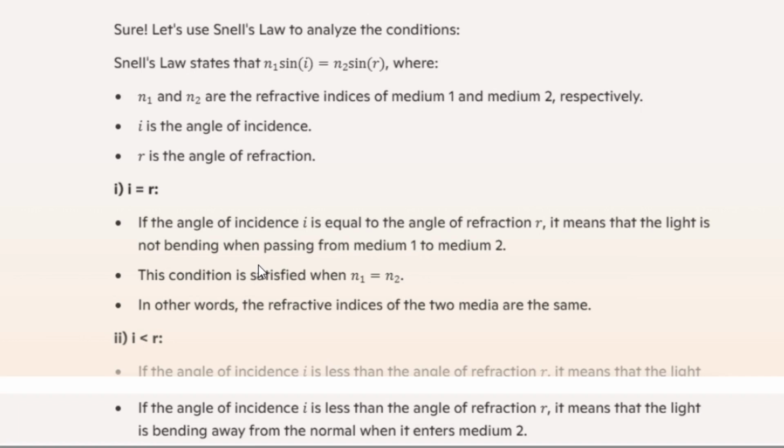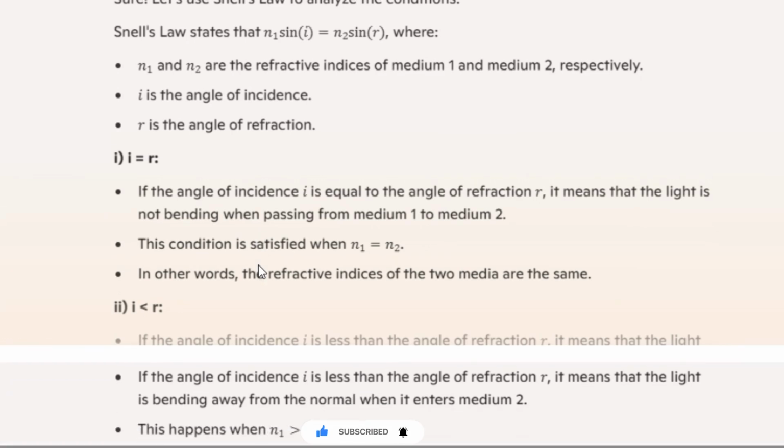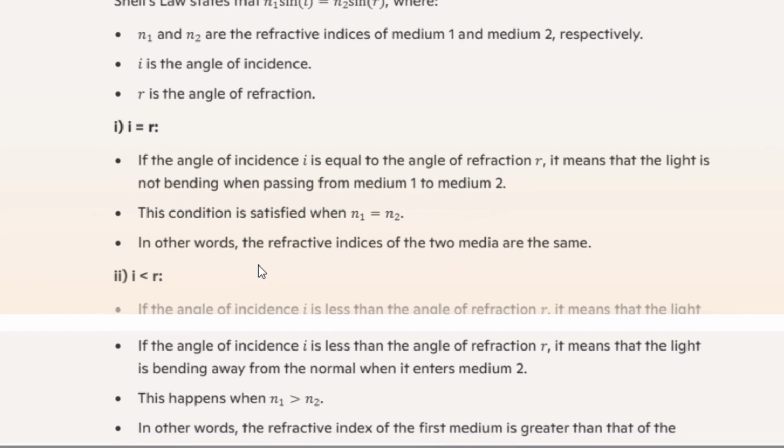If the angle of incidence is equal to the angle of refraction, it means that the light is not bending when passing from medium 1 to medium 2, which is not fulfilling refraction, which is not supposed to happen. In other words, the refractive indices of the two media are the same. And to test for refractive index, we normally check the thickness of the glass and calculate that.